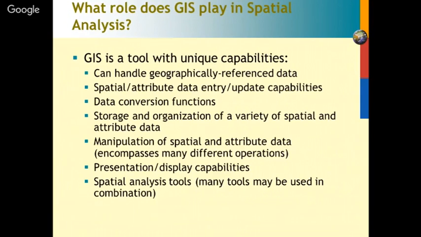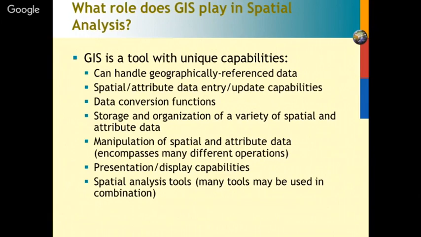As we already know, GIS basically deals with geographically referenced data sets. It has spatial attributes and capabilities. It allows you to do some conversion functions; for example, in raster analysis, we need a data set conversion from vector to raster. So those conversion tools are there. There is also a requirement for organization of spatial data sets and attribute data sets.